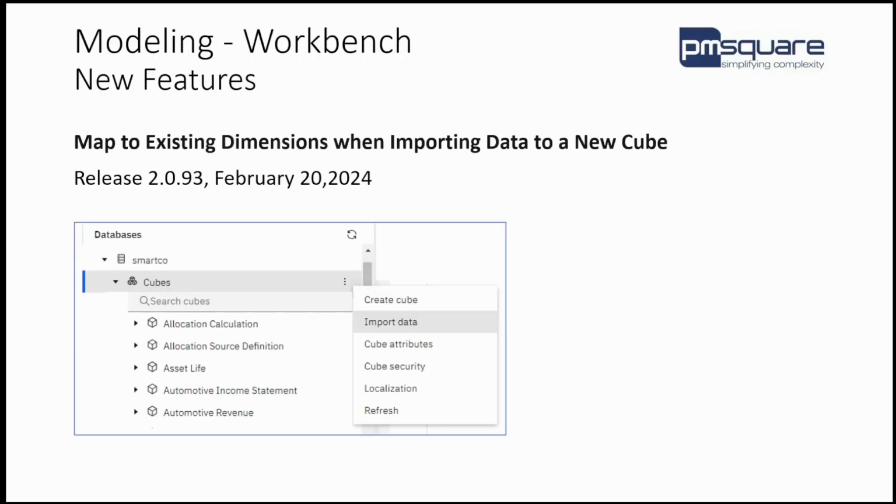When using the Import Data feature from the Cubes rollup, you can now map to an existing dimension or a control dimension when you import data into a new cube. Before this release, you were required to build all new dimensions for the new cube from the imported data.